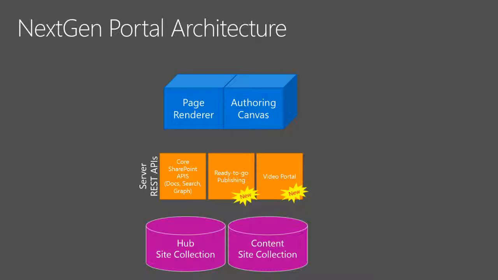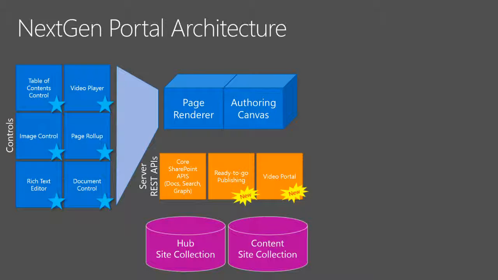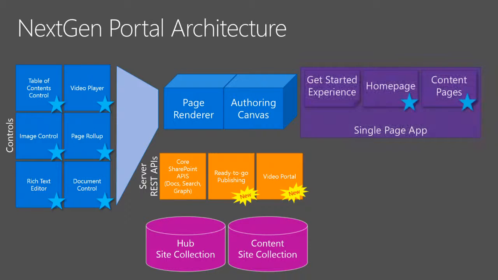On top of that, as I showed before, we've got our page renderer and authoring canvas. And in here, our new thing is new controls, right? So we've built a new control model. We've created stuff like the table of contents control that you saw that jumps you through the page, right? We've got the video player, images, the page roll-up controls. All those things are new controls that we built that get taken advantage of by our new pages.